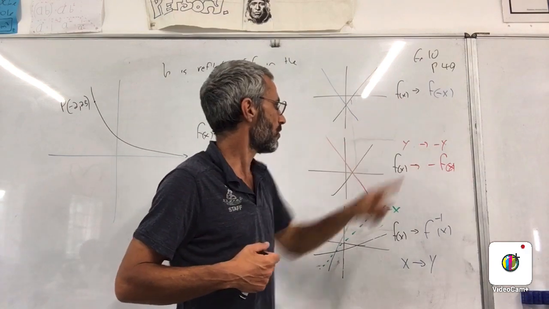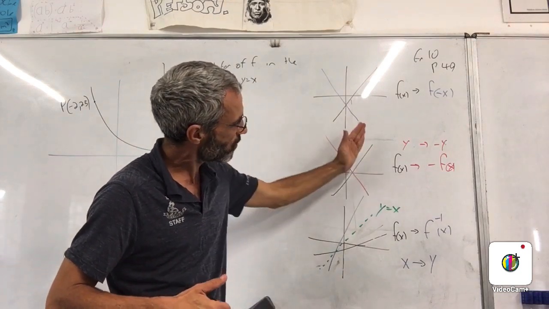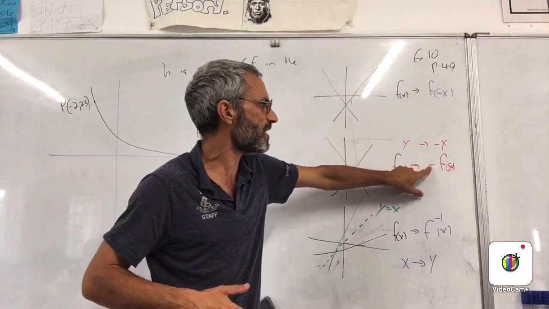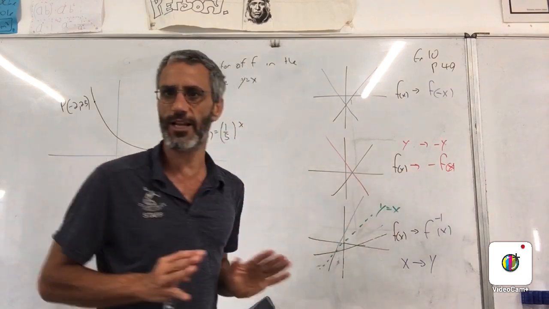We can do the same thing but reflect over the x-axis, so from the black line to the red line. In this case, the minus goes in front of the f of x. Okay? Minus f of x. We've done that last lesson.